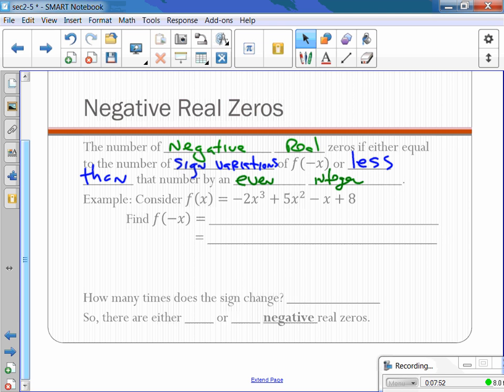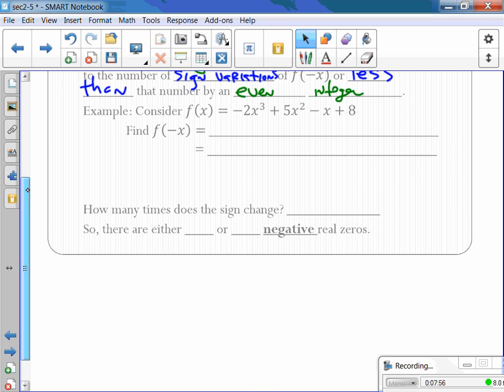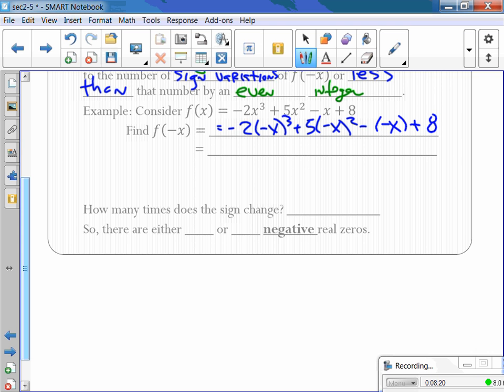So again, this is my f of x, negative 2x cubed plus 5x squared minus x plus 8, but that's not what we're looking at. For the negative real zeros, we're going to look at the negative x. So again, all we're doing is evaluating my function at negative x, replacing x with negative x, and then seeing what signs we have. So what do we wind up with here?